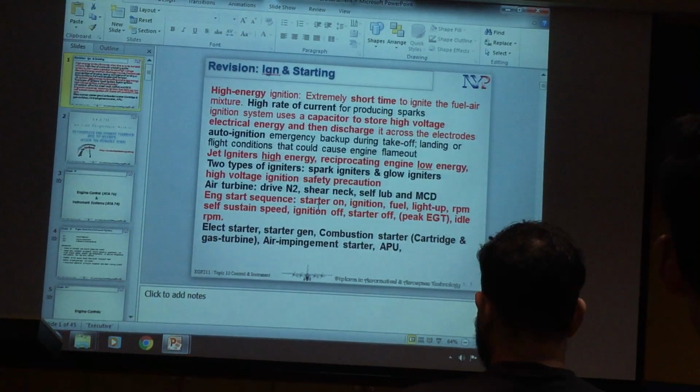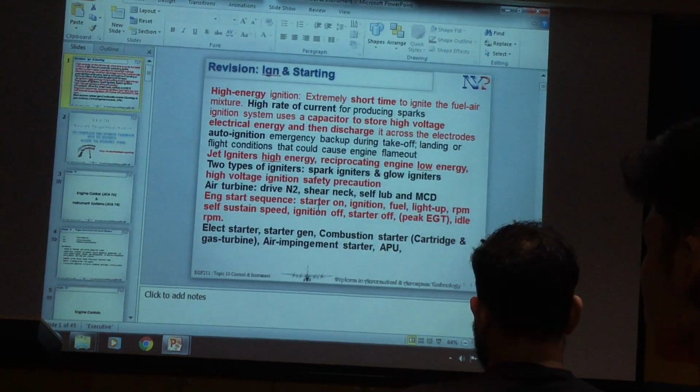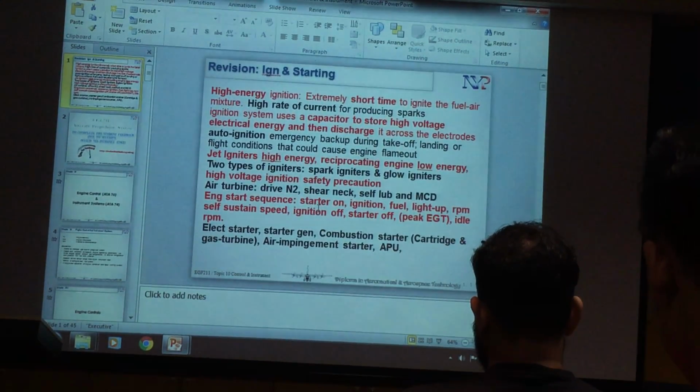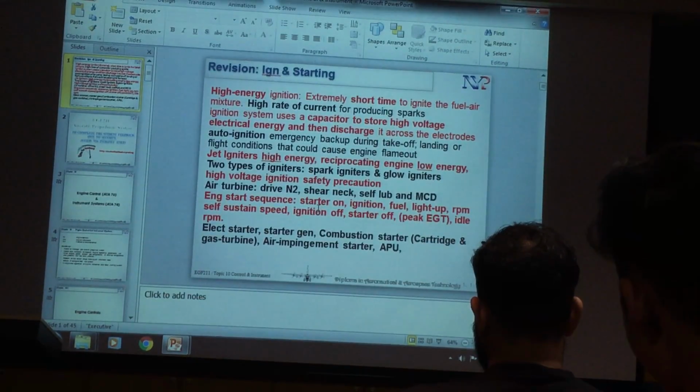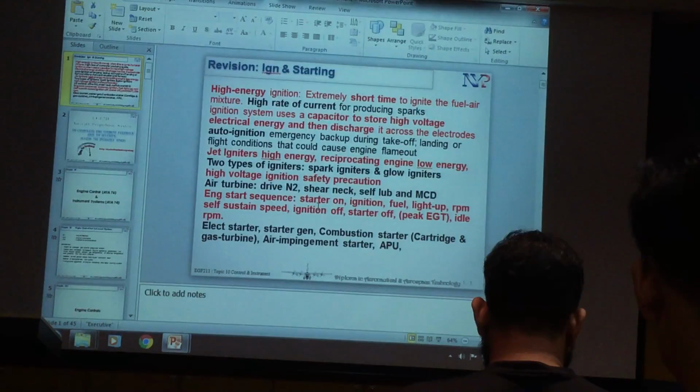If you don't have a good spark, you could have a hot start or hung start problem. Clear? So this is one of the main causes, your ignition can cause problems. When it comes to ignition, there is something called continuous ignition or automatic ignition.